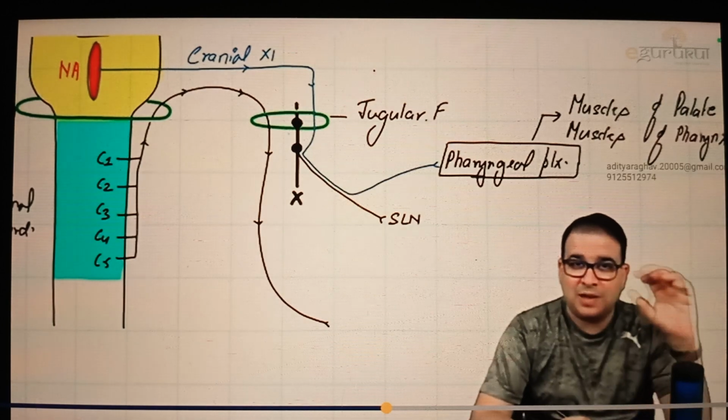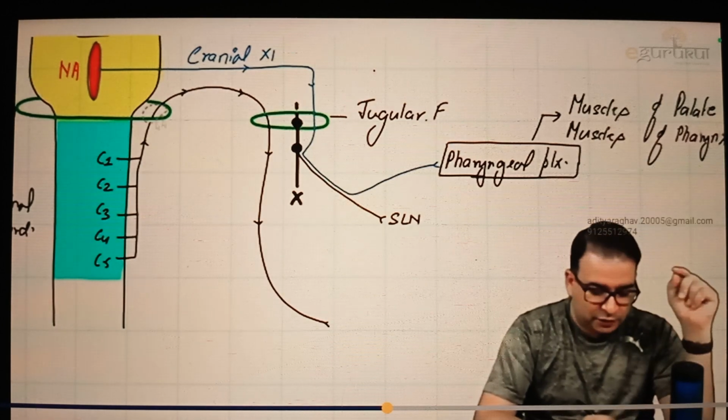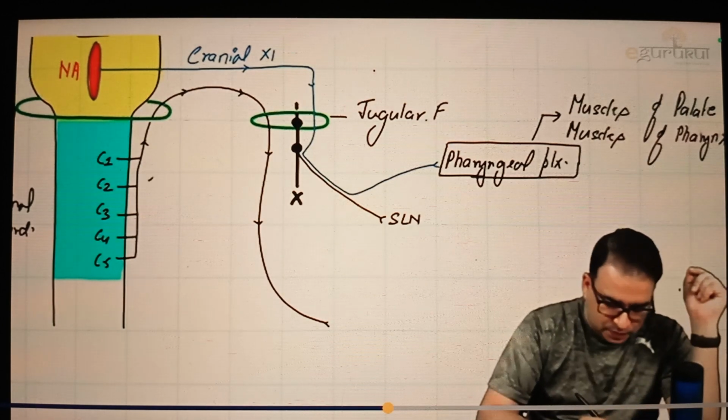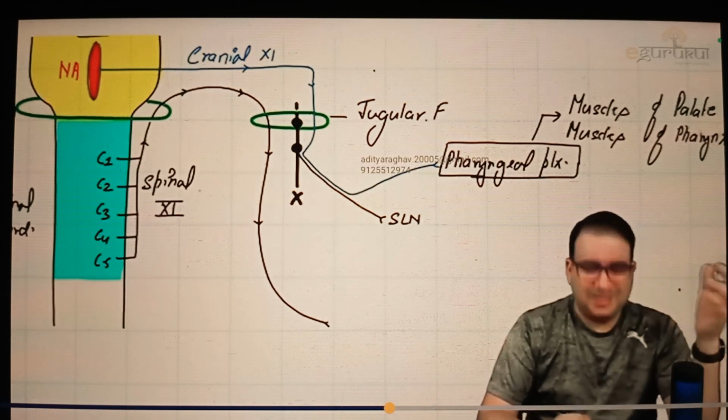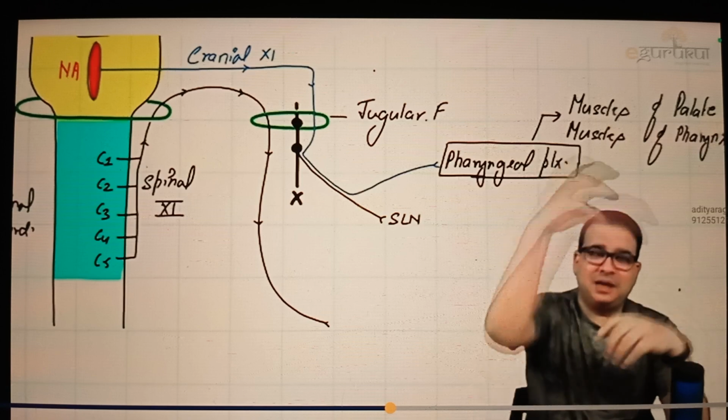You usually forget. Spinal accessory nerve is a content of two foramen. It is a content of foramen magnum also. It is a content of jugular foramen also. So this here is the spinal accessory nerve. And if you're wondering why the spinal accessory nerve is doing all this drama, first it goes inside and then comes out of the jugular foramen.